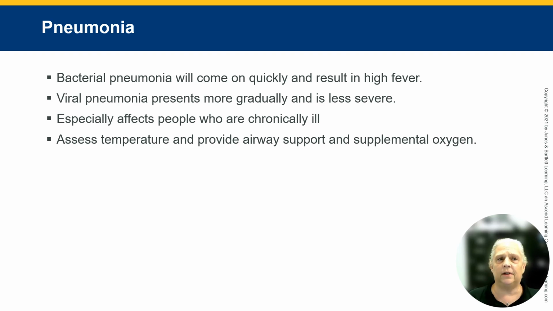With the viral pneumonia, it's less severe. It comes on more gradually. Your patient may just be doing their normal activities of daily living, just really feeling lousy, but still able to keep going. Sometimes it's called walking pneumonia. It's often a secondary infection that began after an upper respiratory tract infection. It affects people a lot of times who are chronically or terminally ill or have a compromised immune system. You're going to get their temperature, provide airway support, and give them oxygen.